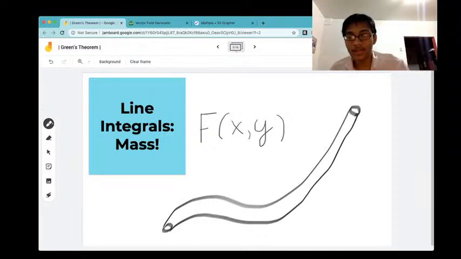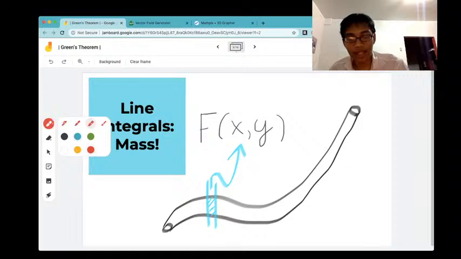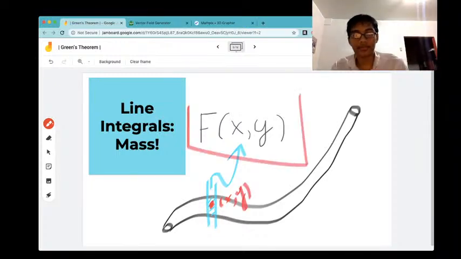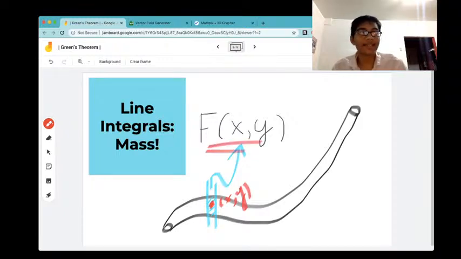And an infinitesimally small slice of our rope, a very, very small slice of our rope, is going to have a mass given by this function f of x comma y, right? So for example, at this point x comma y, our rope is going to have a mass given by this function f of x comma y. So hopefully that sets the tone for what we're going to do now.